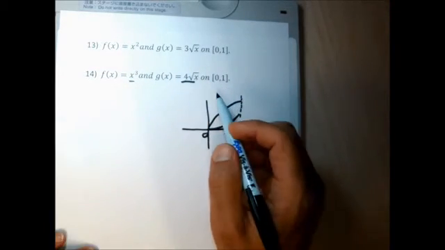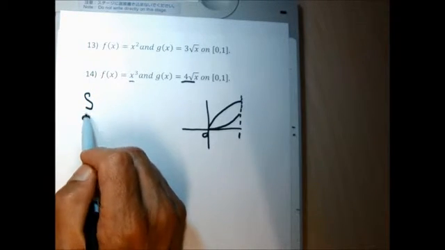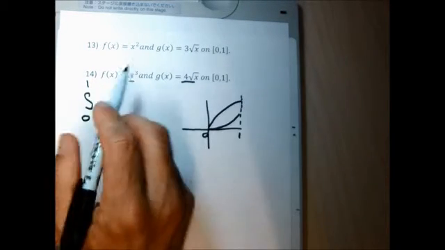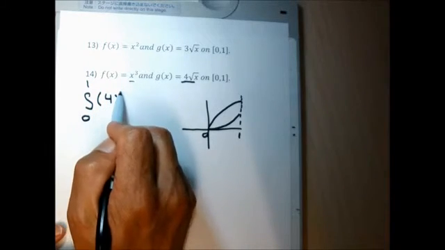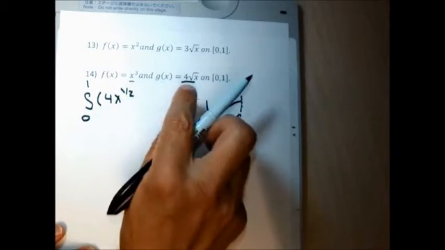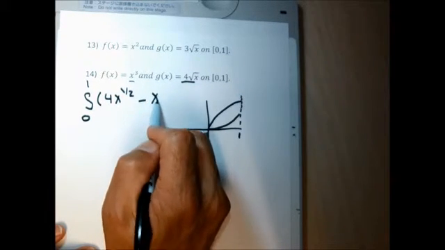So what I'm going to have to integrate to get this area is from 0 to 1, because I was told 0 to 1. The top function is the g of x the whole time, and I'm going to write it as 4x to the 1/2 rather than writing the square root, making the square root into a fraction exponent.